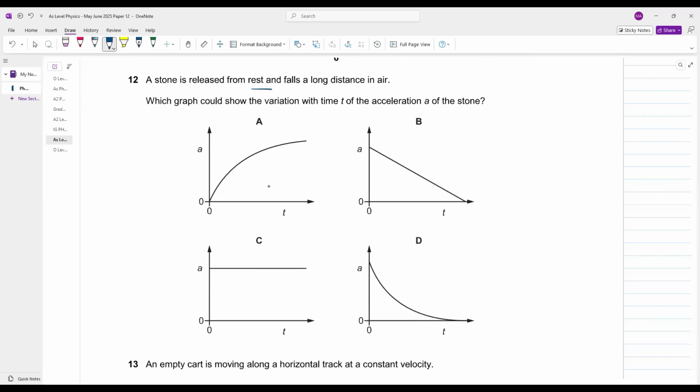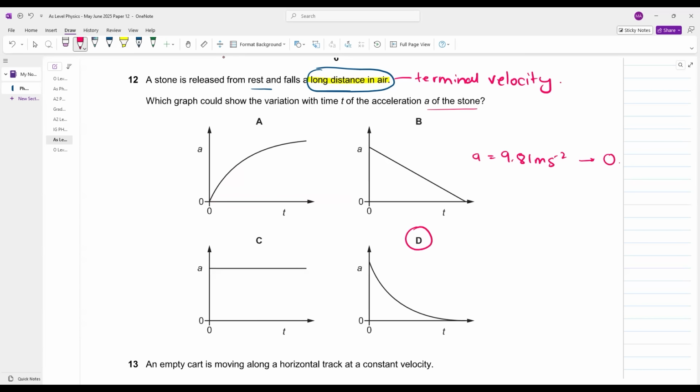A stone is released from rest and falls a long distance in air. Whenever you are falling a long distance in air, बेटा जब भी ये कीवर्ड आ जाए ना, लॉन्ग डिस्टेंस इन एयर, दिस इज रेफरिंग टू व्हाट? टर्मिनल वेलोसिटी. जब भी आपका स्टोन, आपका ऑब्जेक्ट लॉन्ग डिस्टेंस इन एयर फॉल कर रहा है, दैट इज रेफरिंग टू टर्मिनल वेलोसिटी. Which graph could show the variation of acceleration of the stone with time? एक्सेलरेशन को क्या होता है टर्मिनल वेलोसिटी में? It starts from 9.81 m/s² and it goes to 0. Any graph like that? D is your answer.